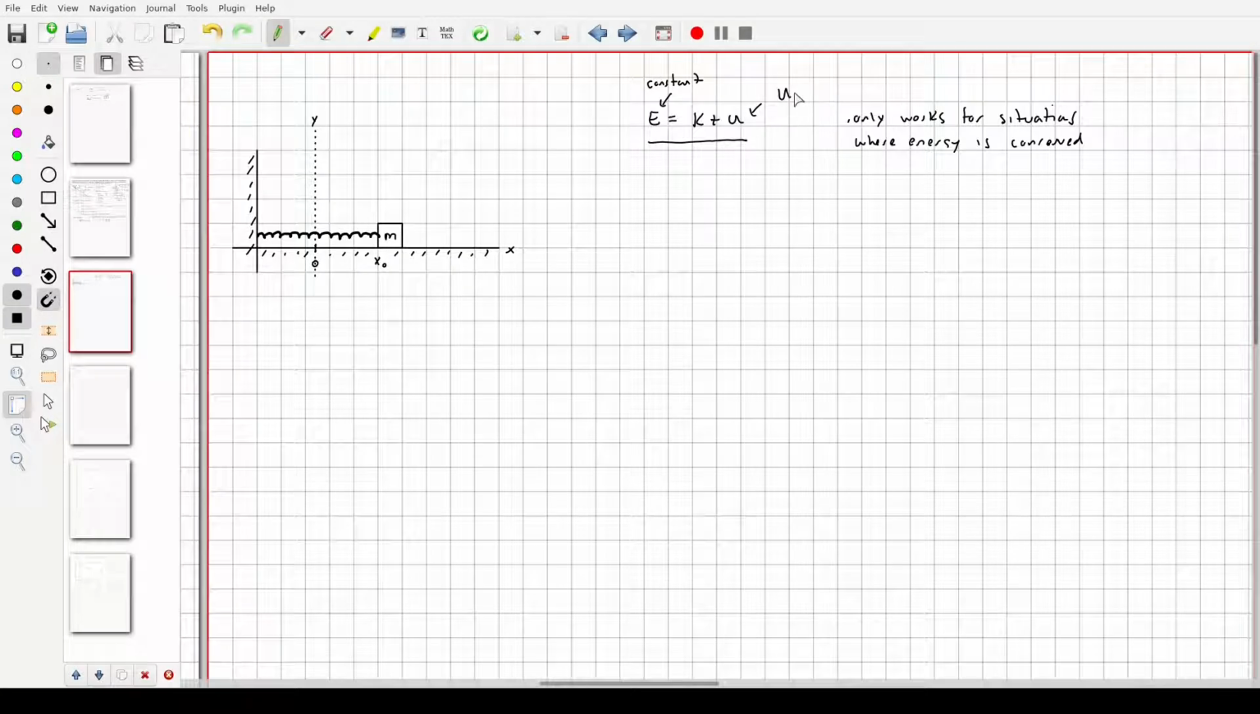And U, the potential energy in a conservative situation, only depends upon coordinates X, Y, and Z. So in this situation right here, this is a 1D situation, and I'd like to consider 1D for the sake of convenience, because when you move beyond 1D, it gets more complicated. So first of all, we know K looks like 1/2 mv squared. And I'm going to call U, at least initially, just strictly a function of x. It's just one dimensional.